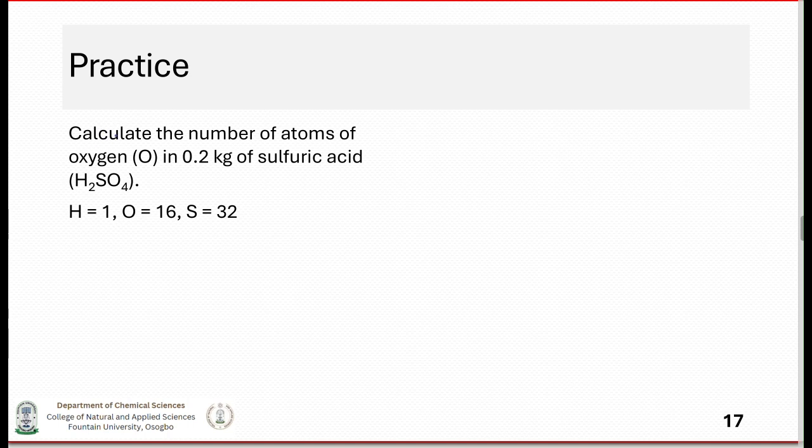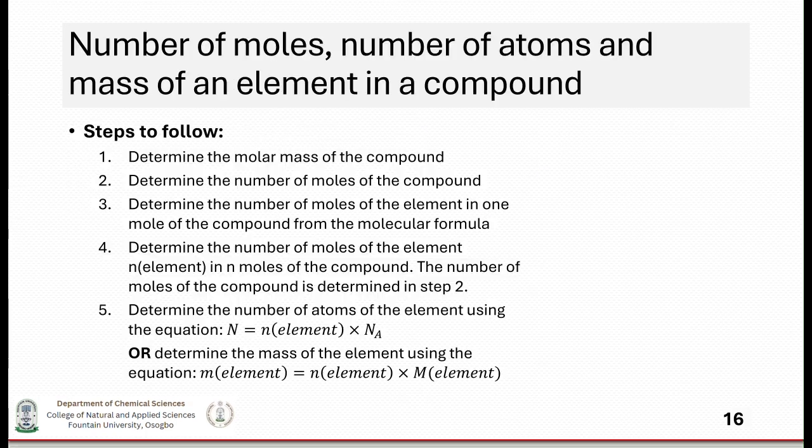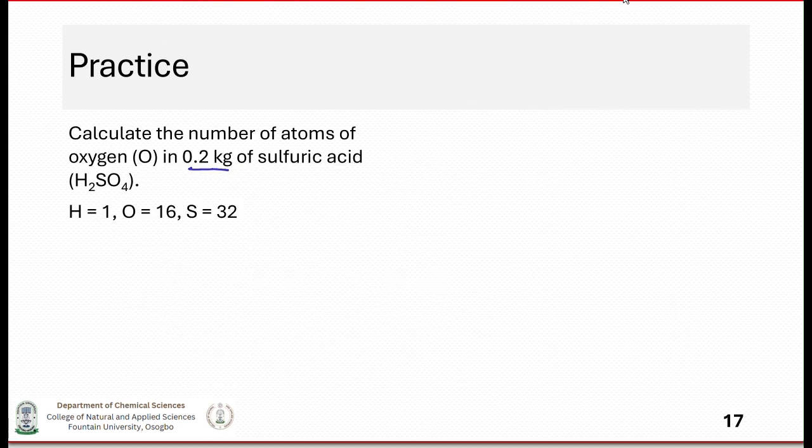So the question says, calculate the number of atoms of oxygen in 0.2 kilograms of sulfuric acid. How do we go about answering the question? If you go back here, the first step is to determine the molar mass of the compound. So we want to determine the molar mass of sulfuric acid.